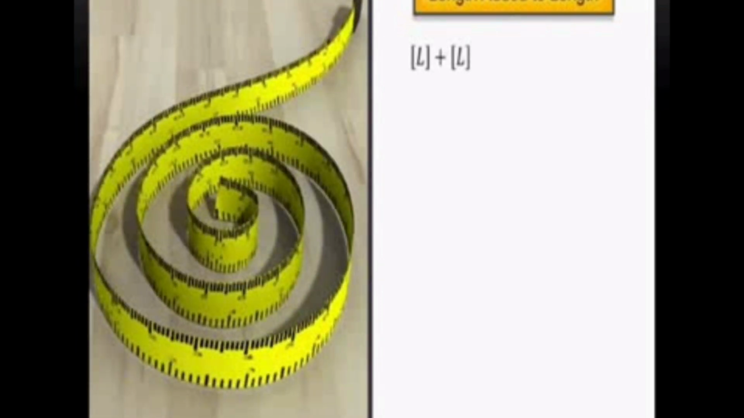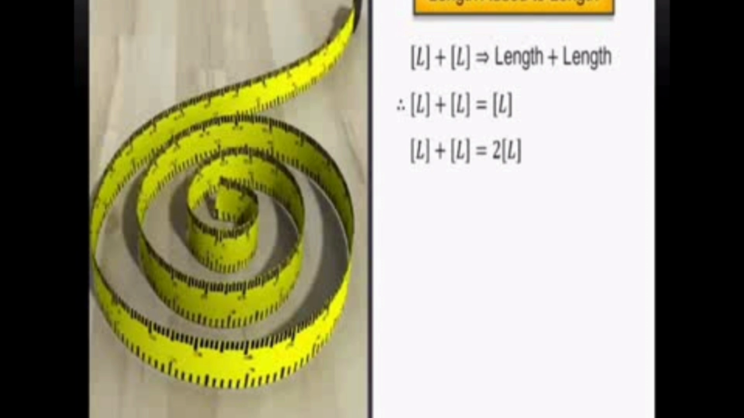Length added to length, you will get only length. It is not equal to 2 times length. So you should write like this: L plus L, you will get L. You should not write 2L, right? The next thing we are going to see is that when we add 2 lengths, like that, when we add length, mass, time, whatever it is, we should not write it as 2 times.